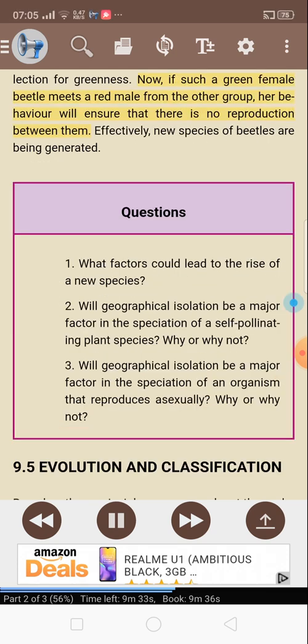Now, if such a green female beetle meets a red male from the other group, her behavior will ensure that there is no reproduction between them. Effectively, new species of beetles are being generated.